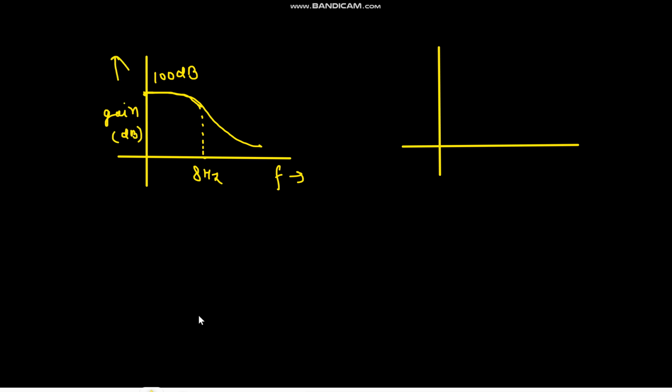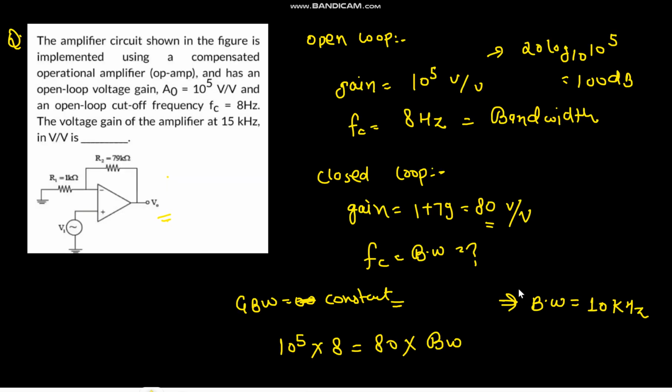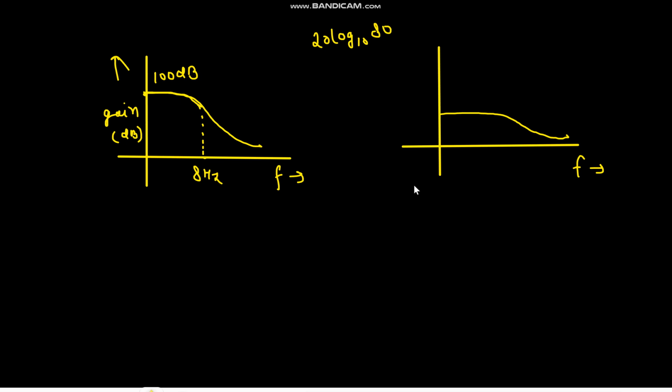Now in closed loop, what has happened is the gain has reduced, because it would be 20 log 10 80, very much less than 100 dB, but your bandwidth has increased. Now this is 10 kilohertz here, right? So here you have gain 80, in dB you can write 20 log 10 80. So this is the gain in dB and this is the frequency.